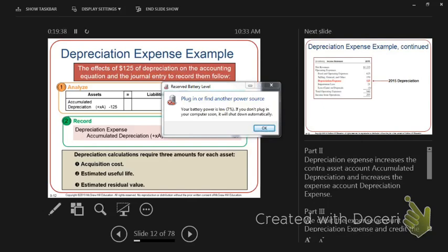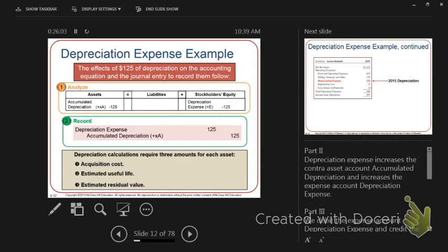Hang on, looking at what I want to do. 9-2. I can't read my sloppy handwriting, so I'm looking. Yeah, let's go ahead and work a problem real quick. Let's go back and get just a couple more slides in here.